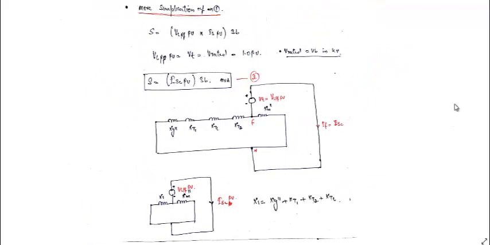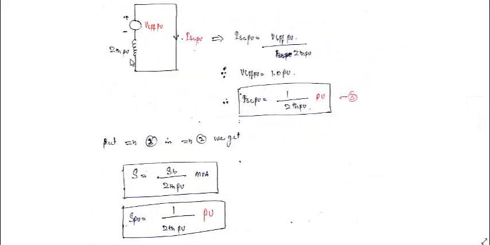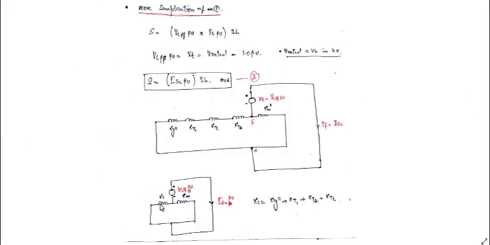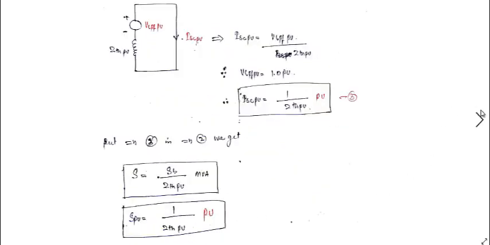So the total circuit will then be like this. This will be Z_TH per unit. That Z_TH or X_TH per unit will be equal to the parallel combination of X_1 and X_M double dash, where X_1 is X_G double dash plus X_T1 plus X_T2 plus X_TL. So this is the final circuit.